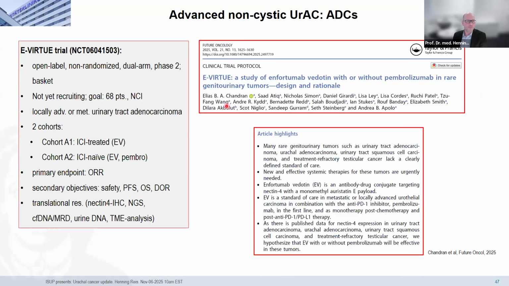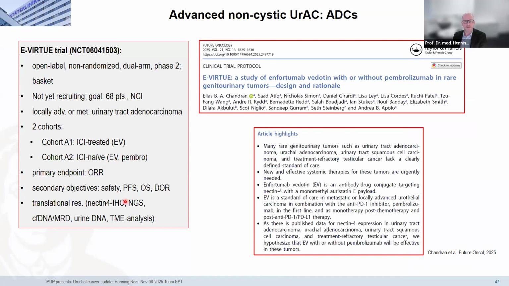And also from the same group, this is another one, the Urachal trial with enfortumab vedotin in ICI-treated patients as a monotherapy, and in ICI-naive patients combined with pembrolizumab. This is not yet recruiting, also from the NCI, and 68 patients is the goal.